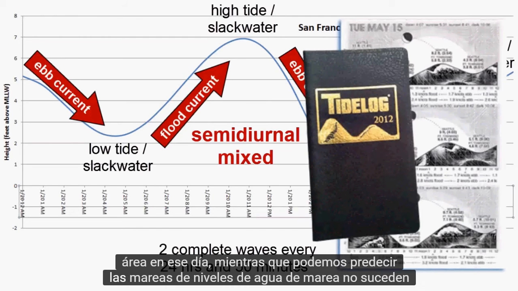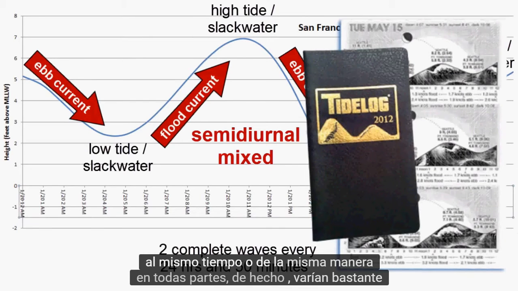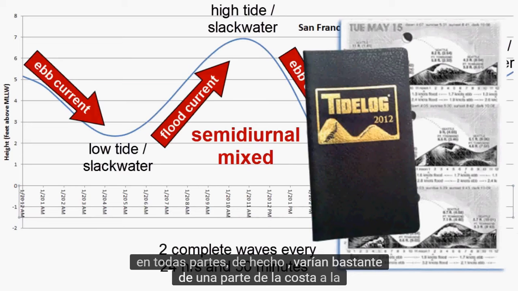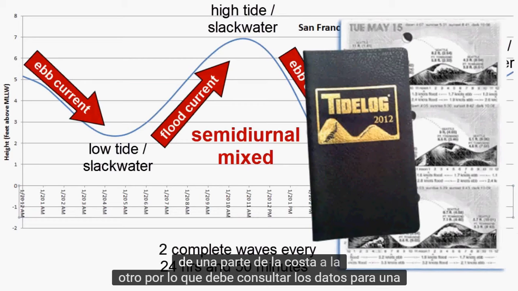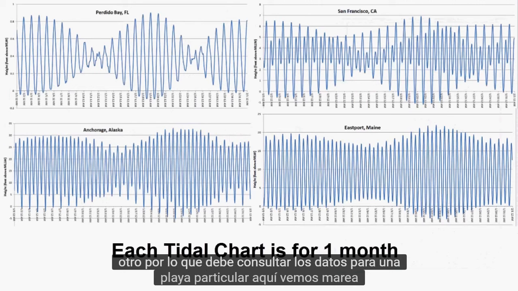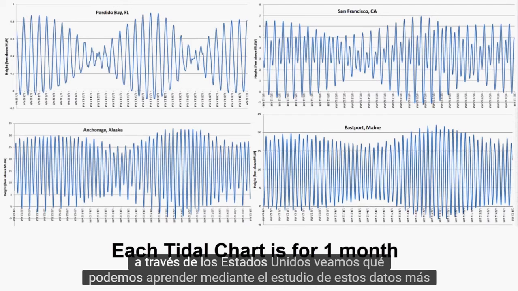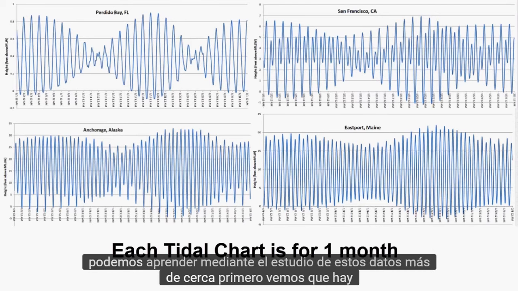While we can predict tidal water levels, tides do not happen at the same time or the same way everywhere. In fact, they vary quite a lot from one part of the coastline to the other, so you must consult the data for a particular beach. Here we see tidal patterns from 4 different locations across the United States. Let's see what we can learn by studying these data more closely.